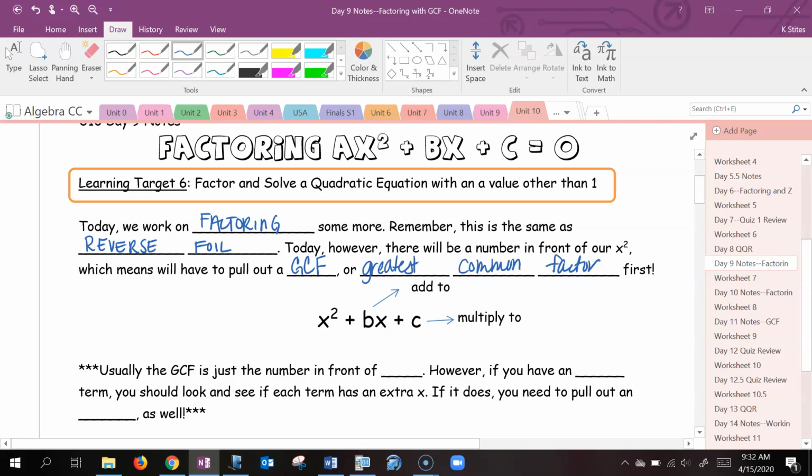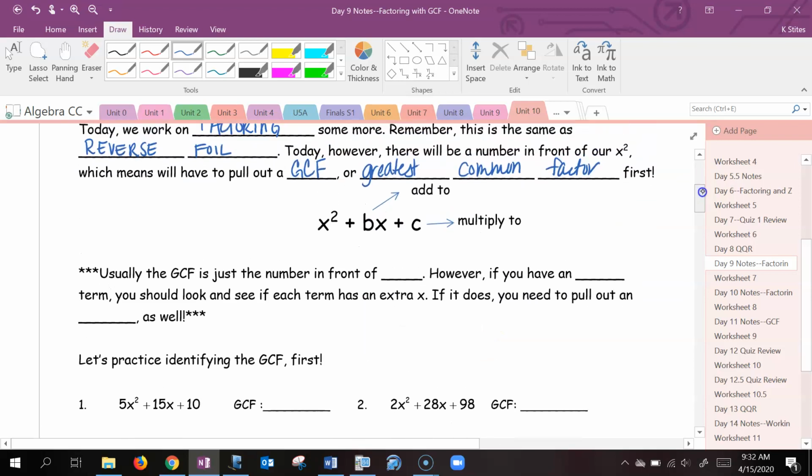first. Okay, so our rules are still the same. We're multiplying to this number at the end and we're adding to the number in the middle. Usually the GCF is just the number in front of x squared. However, if we have an x cubed term, and this will be different than what you're used to, you should look and see if each term also has an extra x. And if it does, we'll need to pull out an x as well.